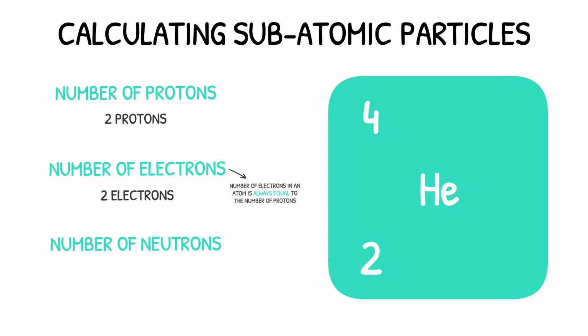The mass number for helium tells us that the number of protons and neutrons added together is equal to 4. We already know there are 2 protons in this atom, so to calculate the number of neutrons, we must subtract the atomic number from the mass number. There are 2 neutrons in this helium atom.